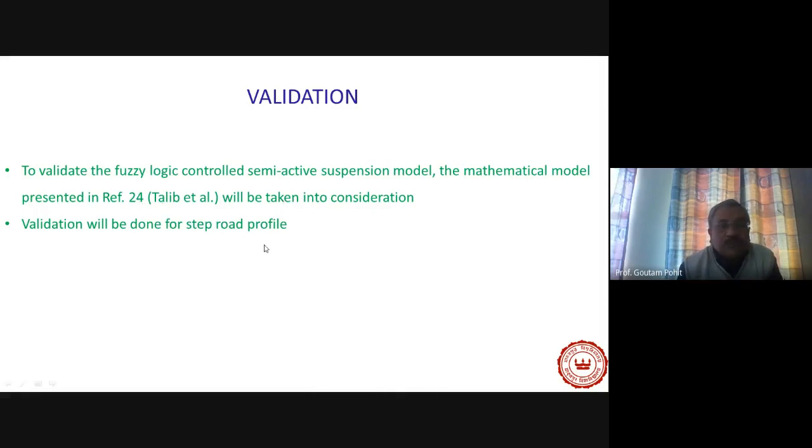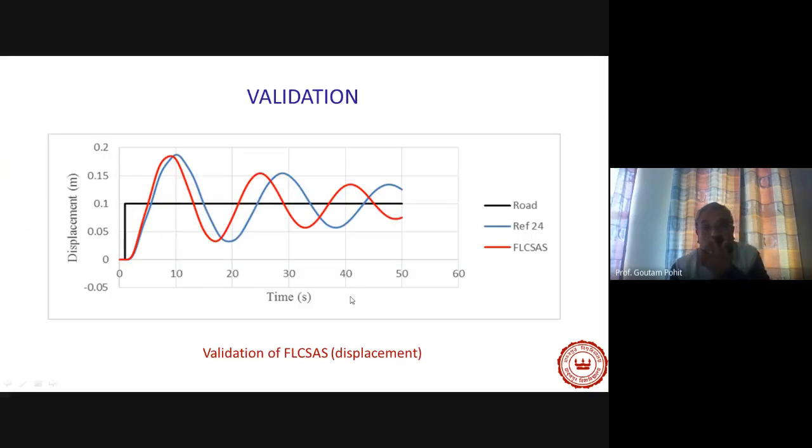Validation will be done for the step road profile. He has done only the step road profile condition. So whatever we have done is fuzzy logic control MR damper, reference 24, and this is the step road condition. This is a step input of 0.1 displacement given at this time, and this is the response. That means the displacement response given by reference 24. They have found this by mathematical analysis, and this is our result, fuzzy logic control adaptive suspension system.